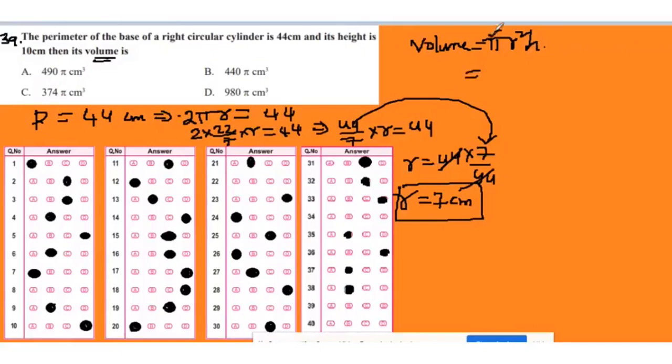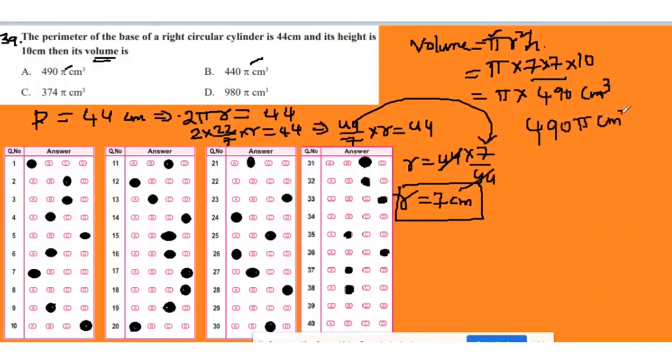So I'm not going to replace the value of pi because the question asked in pi. The options are given in terms of pi. So pi into radius, which we just found, 7 into 7 centimeters, r square, 7 into 7, and the height is given as 10 centimeters in the question. Pi into 7 sevens are 49. 49 times 10 is 490 centimeter cube. So the correct option for this question is A, 490 pi centimeter cube. I'm going to circle option A for the 39th question.